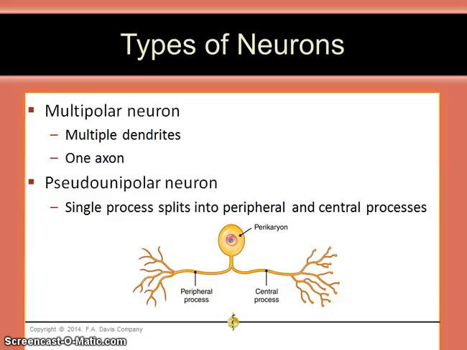Neurons may be multipolar neurons or pseudo-unipolar neurons. All pseudo-unipolar neurons are sensory. Multipolar neurons, however, may be motor or sensory depending on their location.